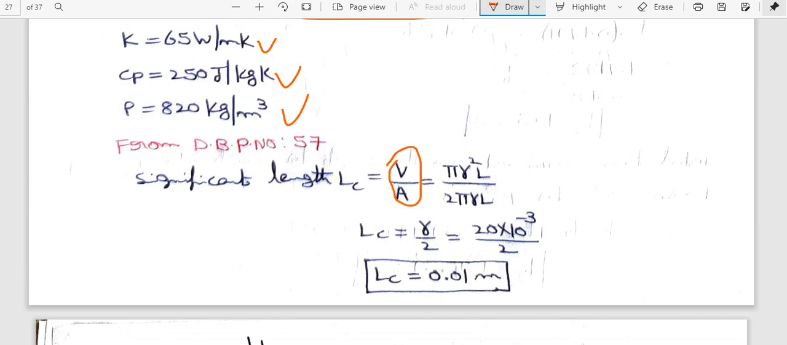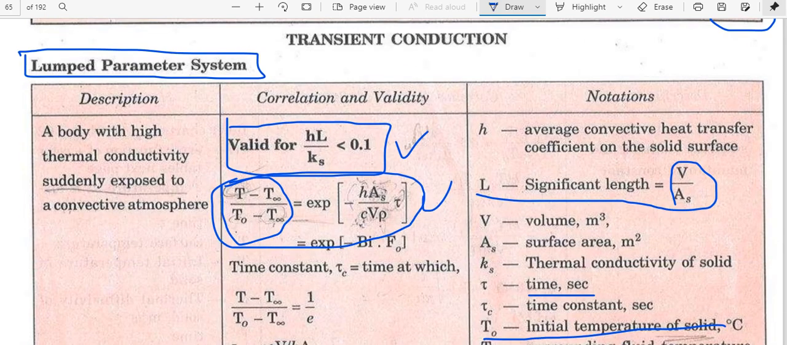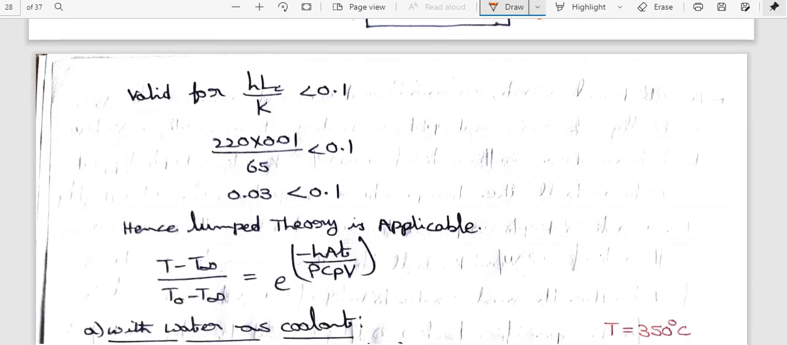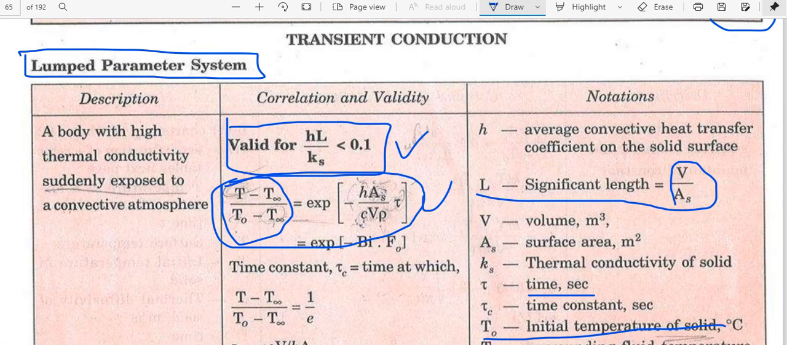Significant length is equal to r by 2. So the r value is already given, 20 into 10 power minus 3. So here Lc equal to 0.1. So valid for hL by k value. So here I am calculating whether the Biot number is less than 1 or not. So here this condition is also satisfied. So I am considering from data book page number 57 the T minus T infinity formula.